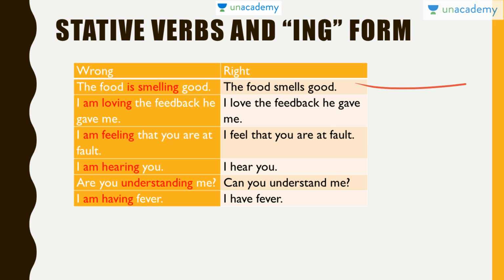That's why we don't use them in an ing form, because ing represents continuity for a specific period of time. So food is smelling good is incorrect. The food smells good is correct. I am loving the feedback he gave me. That's incorrect. I love the feedback he gave me. So we will not use loving, but we would say love.